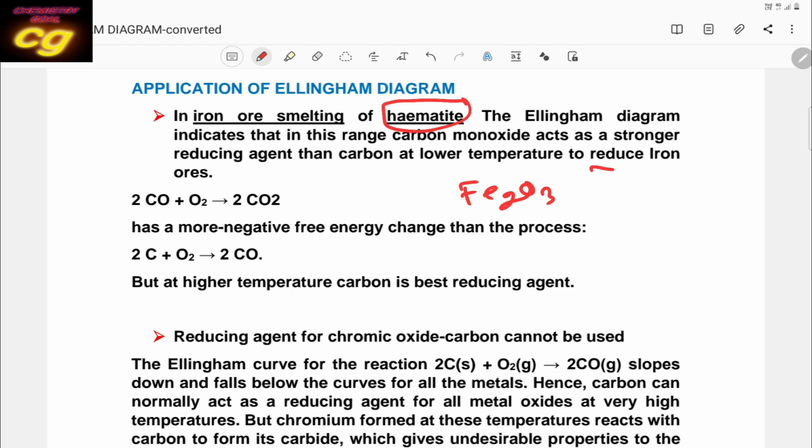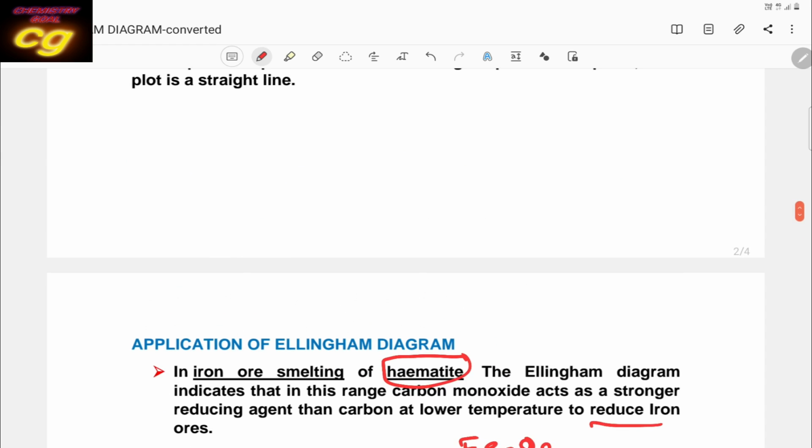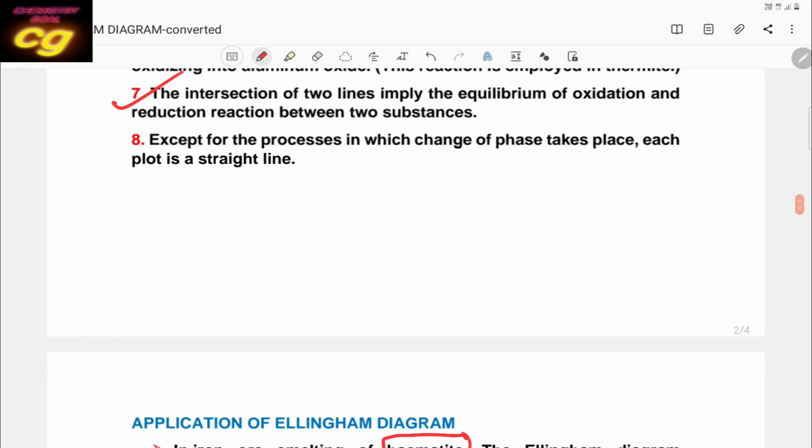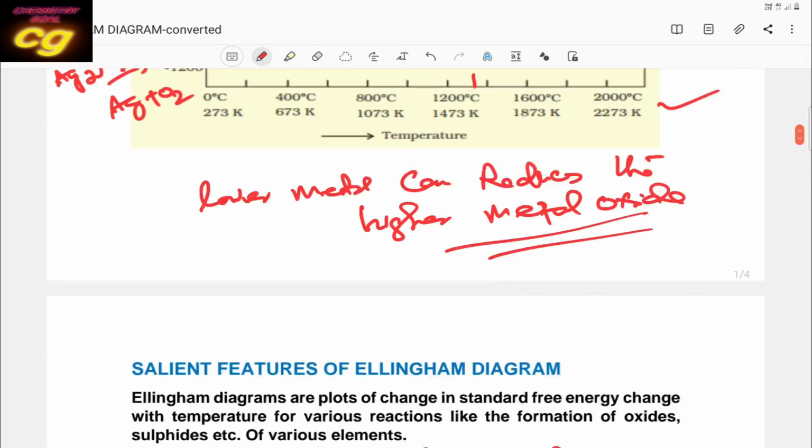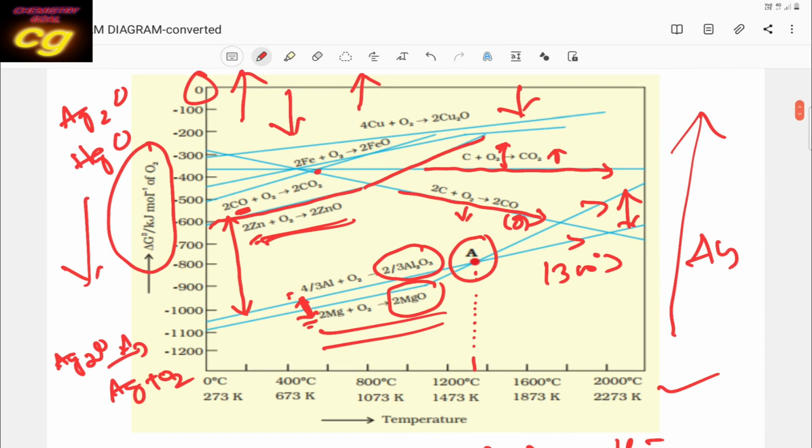If you see the reduction of iron oxides in the graph, then you can understand. You can know the difference only from the graph. This is your carbon graph, and this is your carbon monoxide graph. At higher temperature this is the carbon monoxide graph, and at lower temperature this is above. And this is your iron oxide graph.